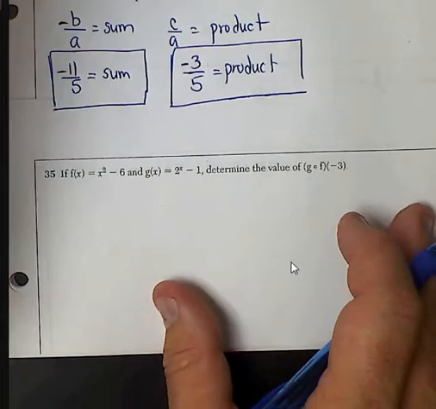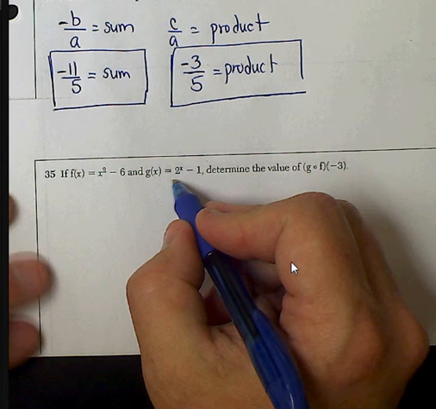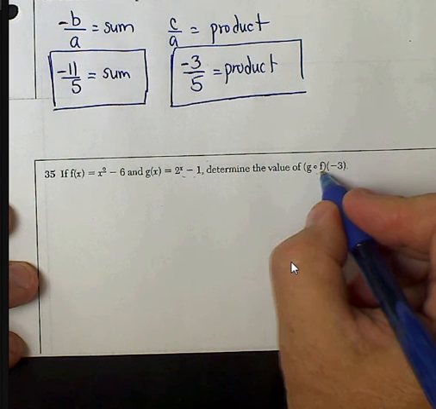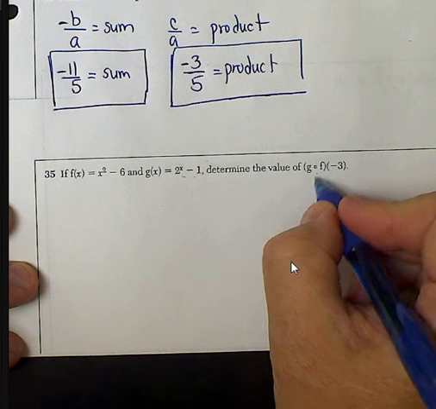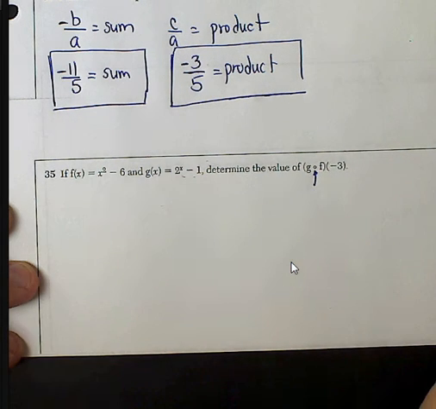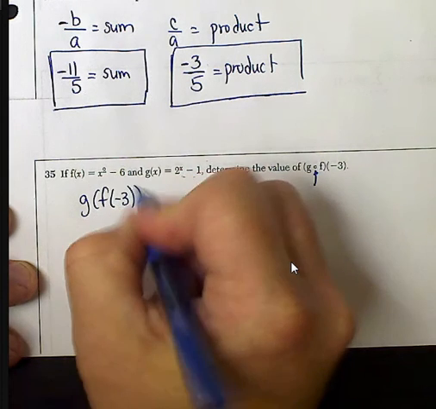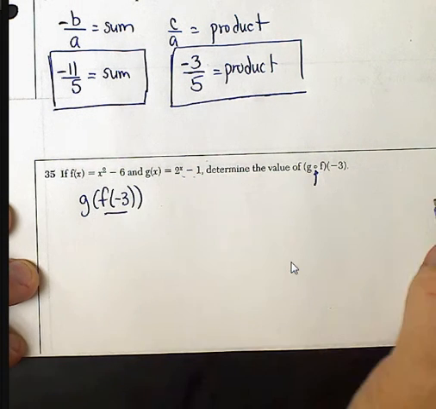Last question on this worksheet, 35. If f of x is x squared minus 6 and g of x is 2 to the x minus 1, determine the value of g of f of negative 3. Remember, that symbol means following. So that means I really want this. I need to evaluate f of negative 3 first.